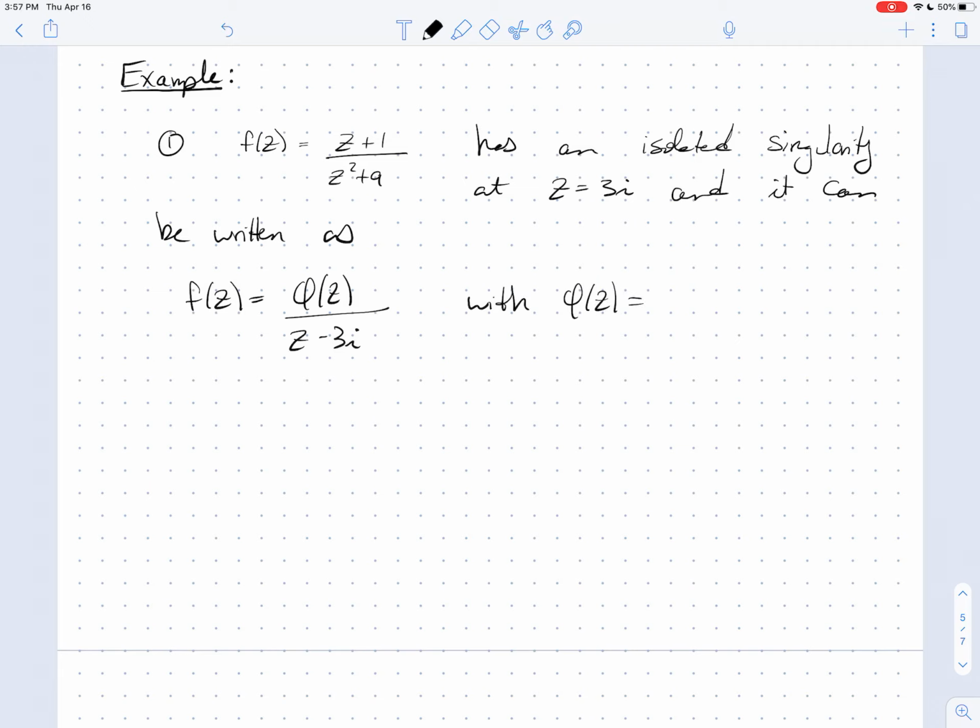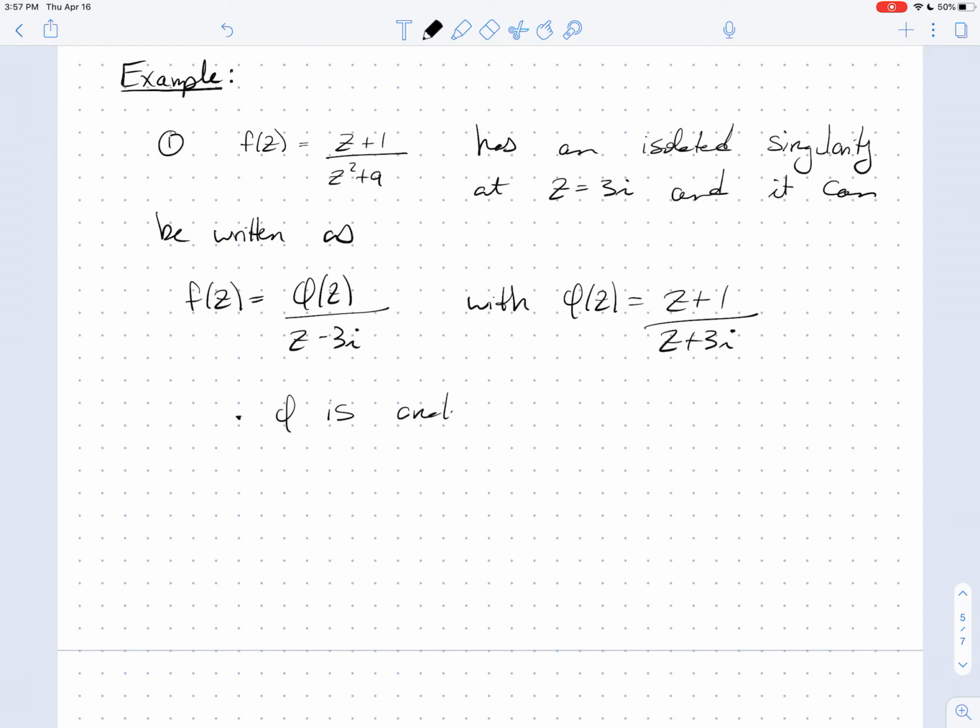with phi of z. What's phi of z? Phi of z is the other part, z plus 1 over z plus 3i. And if you recall, we did a very similar trick here back when we were looking at some integrals back in chapter 4. And then we just need to make a few notes.